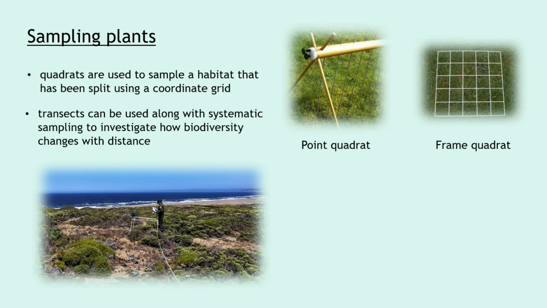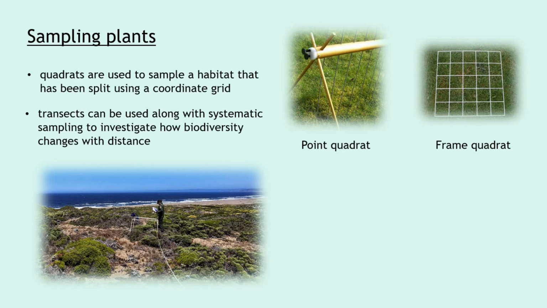You can use either a belt transect, and this is when you again use systematic sampling. You put your quadrat down at given intervals along the transect, or the other technique is called a line transect, and you simply look at what touches your measuring tape, what touches your piece of string.